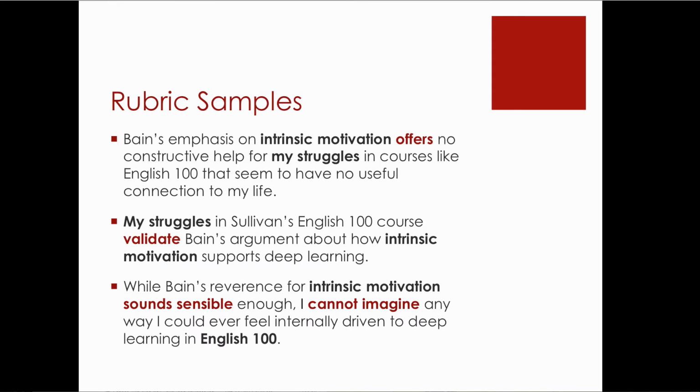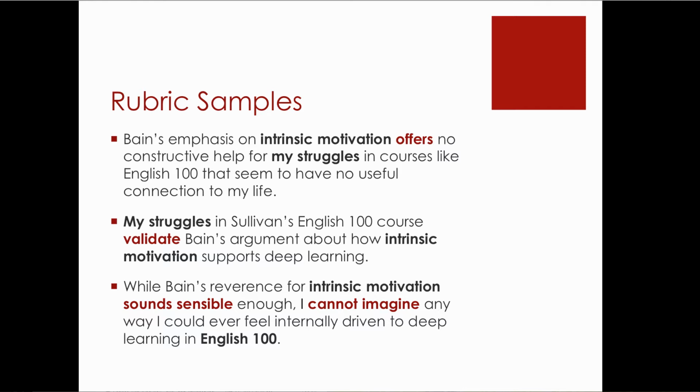There are 3 concrete examples available to you on the syllabus. I'm not going to read them word for word, so if you want to spend a little more time with them here, click pause and look them over. Notice in bold are either the idea from Bain, the verb, or the experience. So in the first sentence, idea from Bain, intrinsic motivation. Active verb, offers. Experience, struggles in English 100.